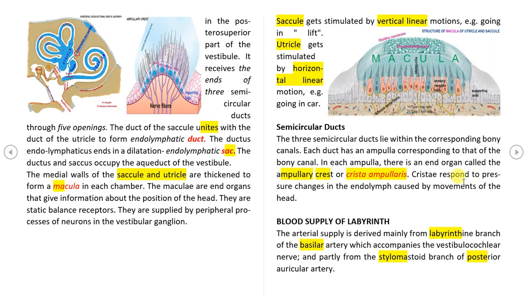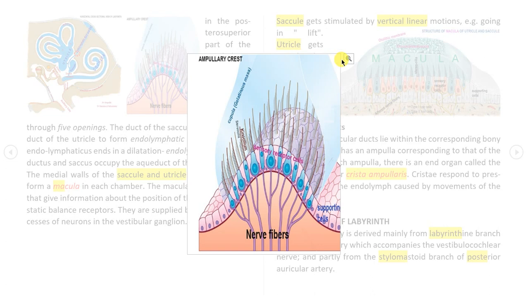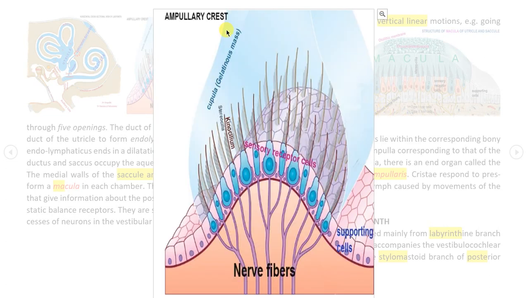Now we will try to see the specialized sensory epithelial cells of crista ampullaris. So this is ampullary crest or crista ampullaris. This is a gelatinous membrane similar to the organ of Corti. It is called cupula.